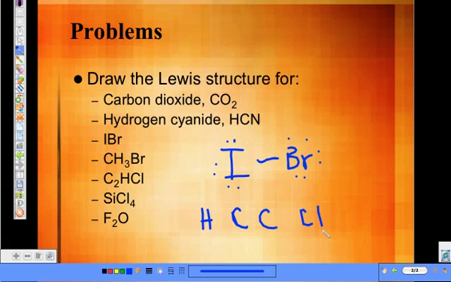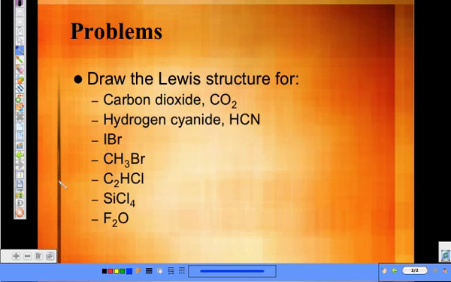Everyone has IBr written up so I can clear it. Don't make a double bond. 14. Yeah, you had 16. But now do you have an octet around carbon? I see 2, 4, 6, 8, 10, 12. You have 12 electrons around carbon.